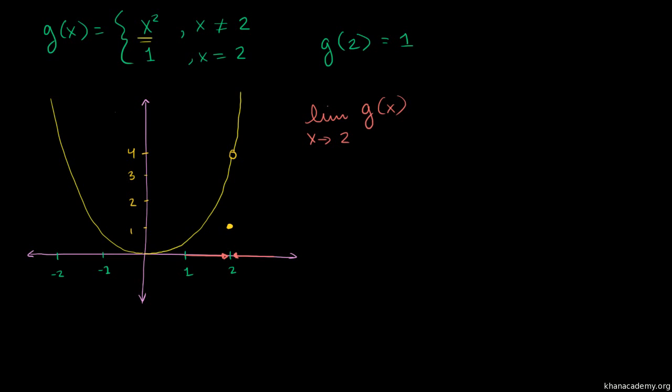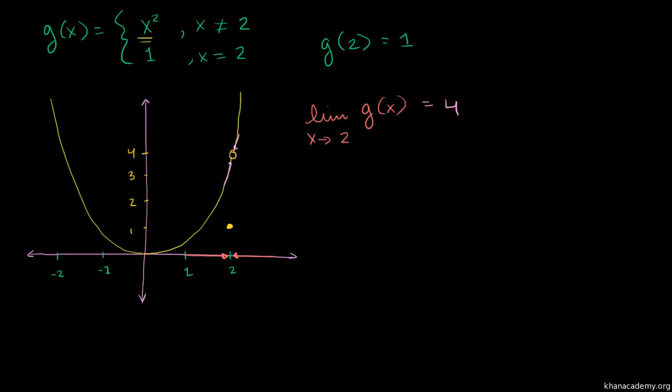And you can see it visually just by drawing the graph. As x gets closer and closer to 2, if we were to follow it along the graph, we see that we are approaching 4. Even though that's not where the function is, the function drops down to 1, the limit of g of x as x approaches 2 is equal to 4. And you can even do this numerically using a calculator. And let me do that, because I think that will be interesting.